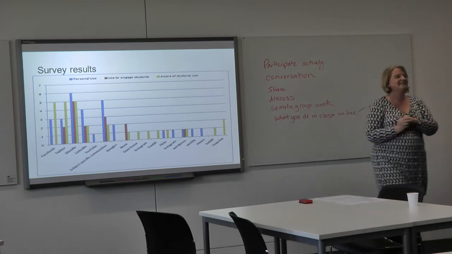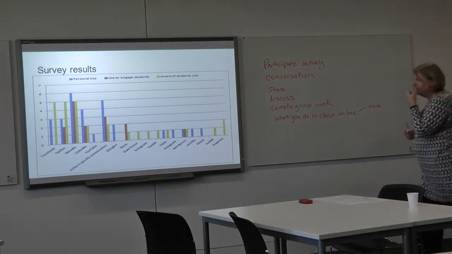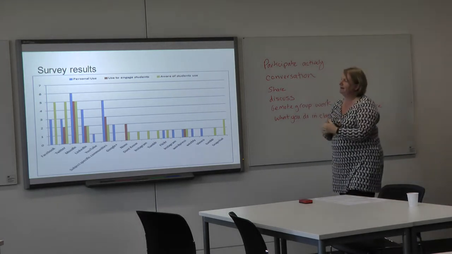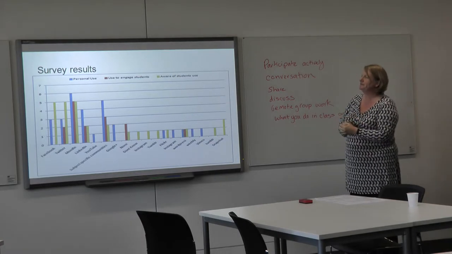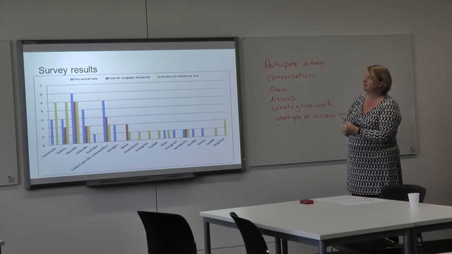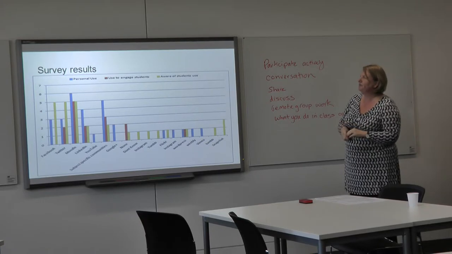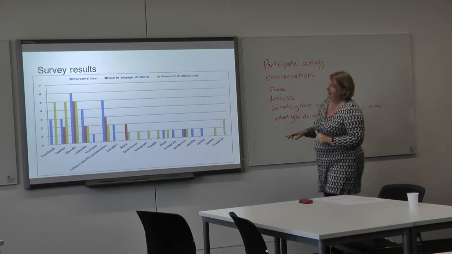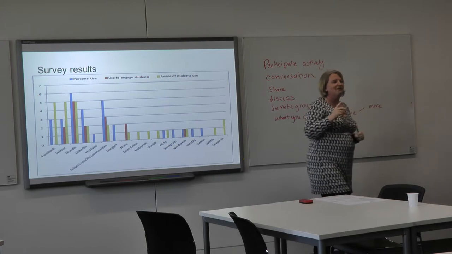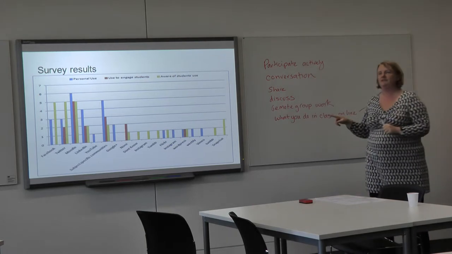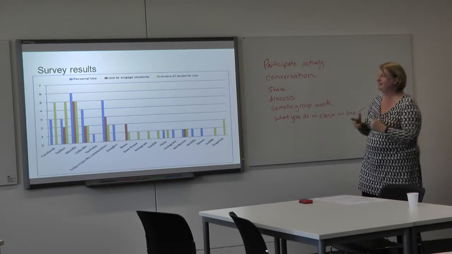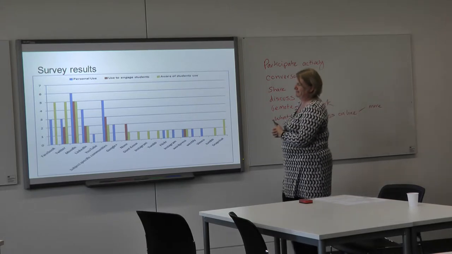If you can see that, this is our response. So the pale blue is our personal use, the red is the engaging students, and the green is what we're aware students are using. It's clear to see that we are aware that students are using a lot more than we're using as it comes to communities.